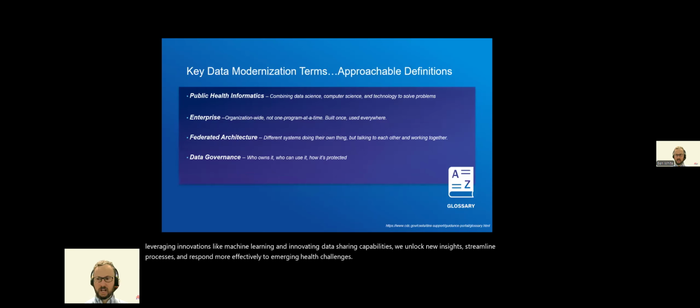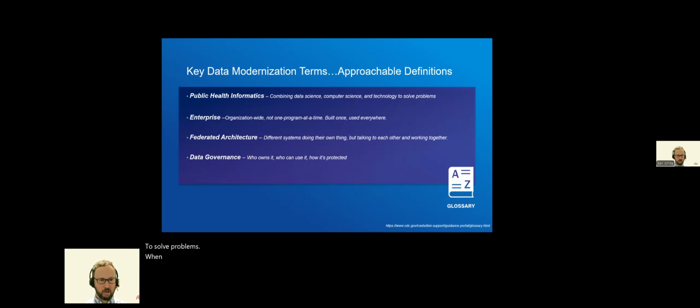So I personally didn't start out with a tech or computer science background, and I know that many folks in public health wear lots of different hats. And so with that sort of frame of reference in mind, here are some key data modernization definitions that are distilled down into more approachable terminology. So when we say public health informatics, that's just combining data science, computer science, and technology to solve problems. When you hear a term like enterprise, that's organization wide. So it's not one program at a time, but you build once, use everywhere across the organization.